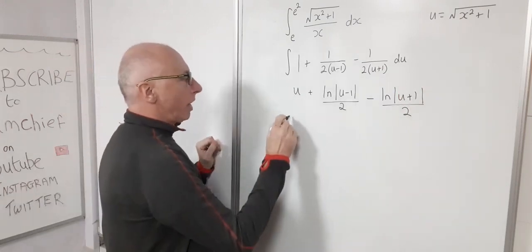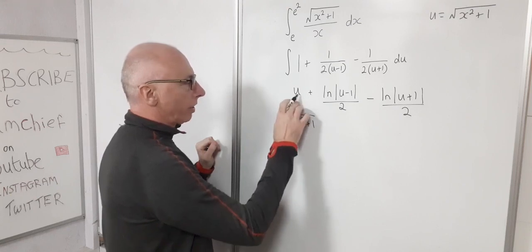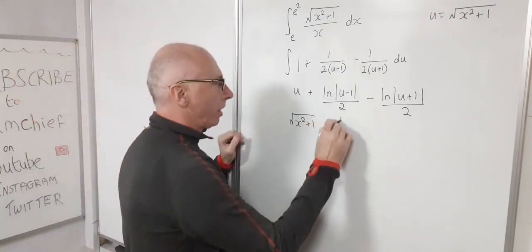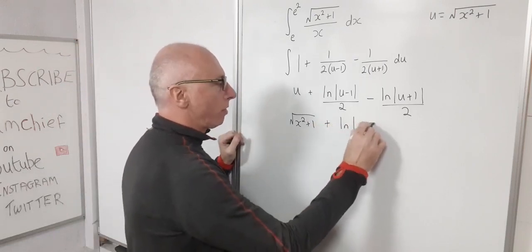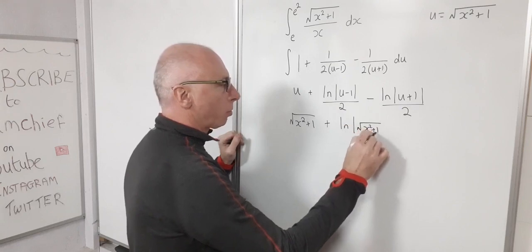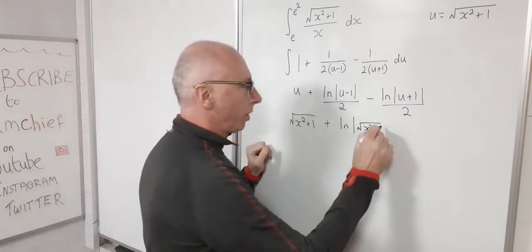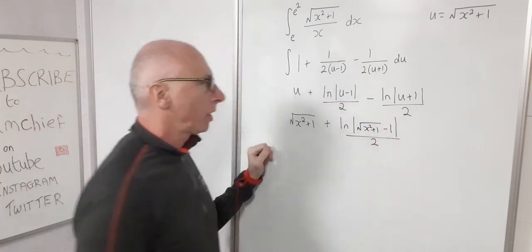So now our integral is the square root of x squared plus 1. That's this term. Now this one. So now we add the natural log, absolute value, square root of x squared plus 1. So that's just this bit. But we still need this minus 1 inside the absolute value. And that's all divided by 2.